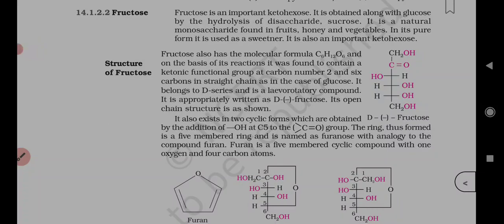So this is the third part of the series, and in this series we will be doing each and every line of NCERT, and this chapter is biomolecules. And let us begin with fructose.